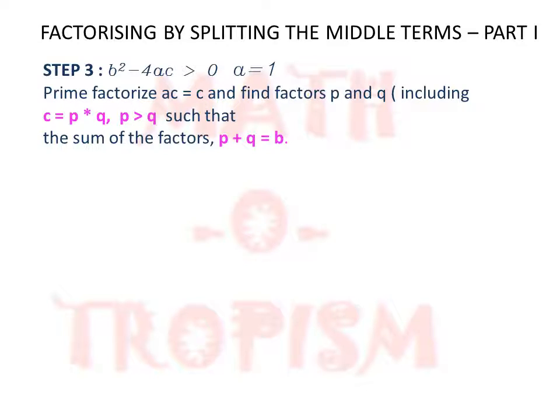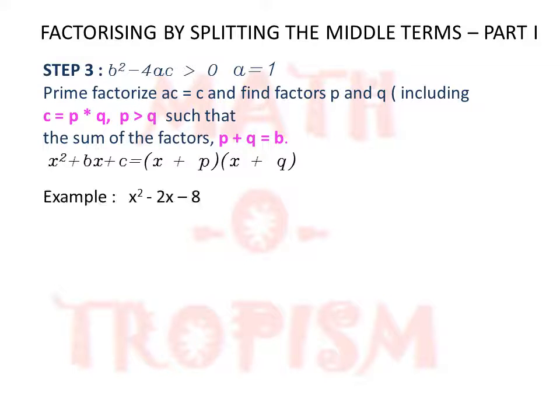After finding factors P and Q in such a way that they add up to B, we can factorize x square plus bx plus c as x plus p into x plus q directly. This is the advantage of having a equal to 1, where we can directly find the factors and just substitute. No need to do splitting of the middle term. So once we have found p and q, you just need to write x square plus bx plus c is equal to x plus p into x plus q. That's it.